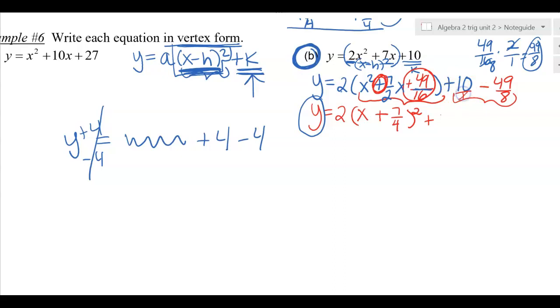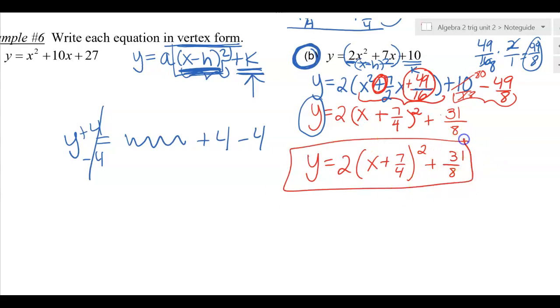So again, I'm going to want to change 10 to be more like 80 over 8. Okay. So 8's the denominator, and 80 minus 49 is 31. Okay. All right, so there's this beautiful vertex form of this equation. Look at that vertex. Negative 7 over 4, comma 31 over 8. That's fun to graph. Okay.